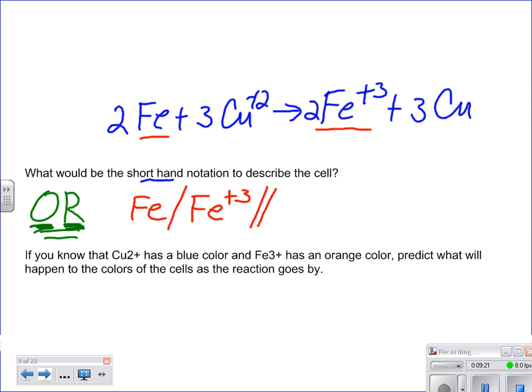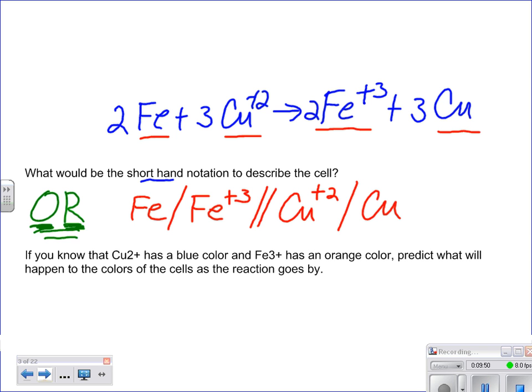And my reduction half, remember, is going to be the copper. So when I look at my balanced overall reaction, I see that I've got my copper ions going to solid copper. So copper ions yielding solid copper. So that would be how you write the shorthand notation for this cell. The top one I've got here is the overall reaction, that's the long method, and then we have our shorthand notation.